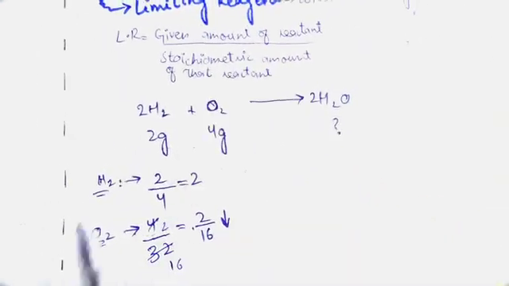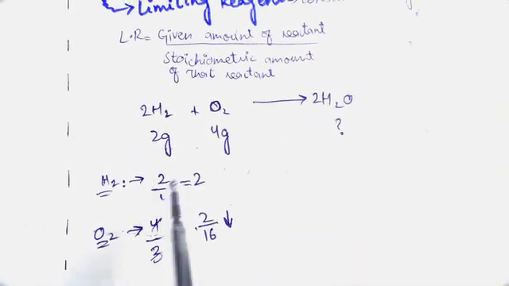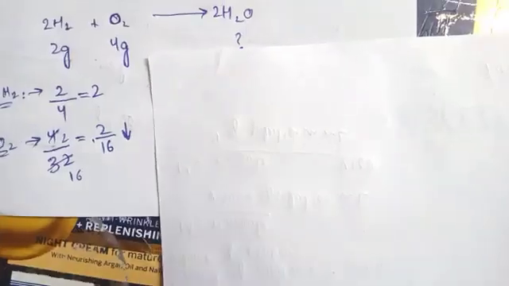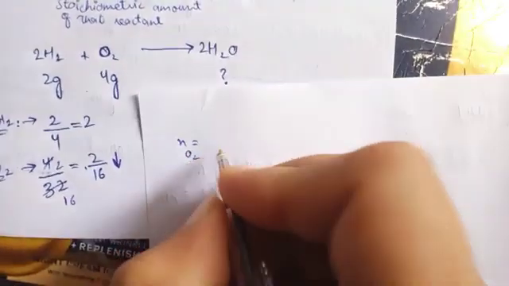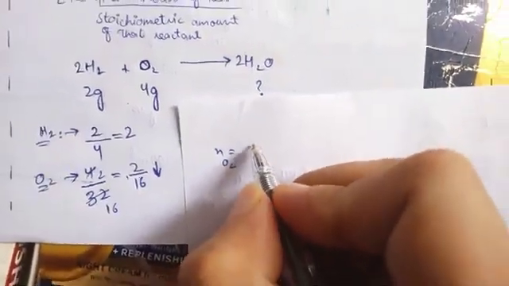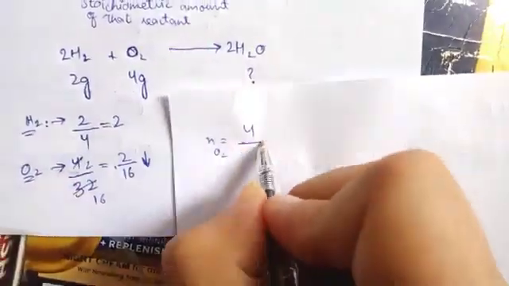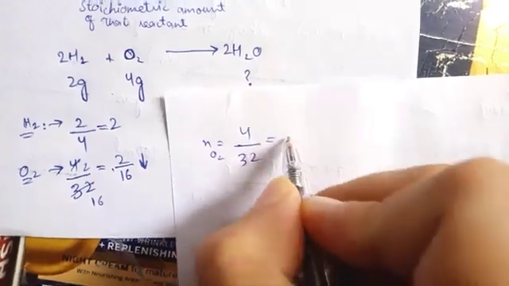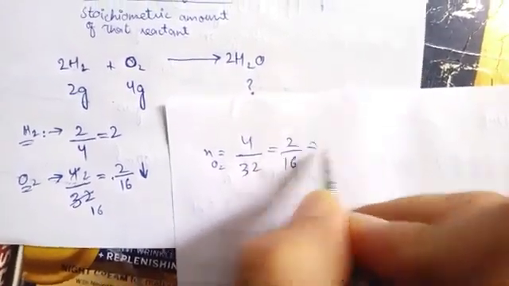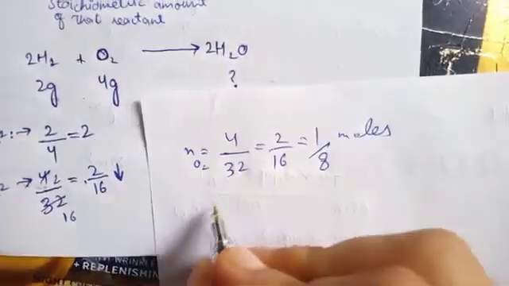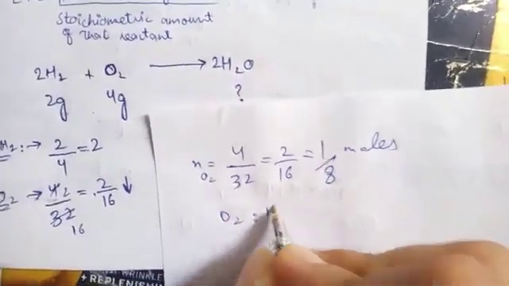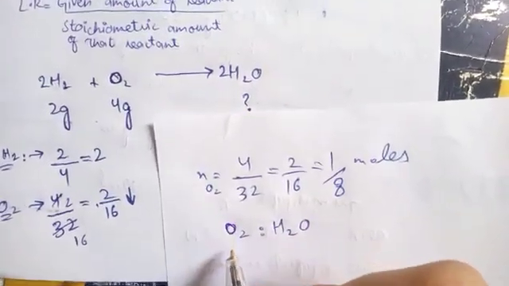By using this formula, the oxygen value is less than hydrogen, so the limiting reactant is oxygen. To find the mass of the water, we first calculate the moles of oxygen. It's 4 grams given, divided by molar mass 32, it's 2 over 16, which also equals 2 over 8 moles. Then compare O2 with H2O, because oxygen is the limiting reactant.